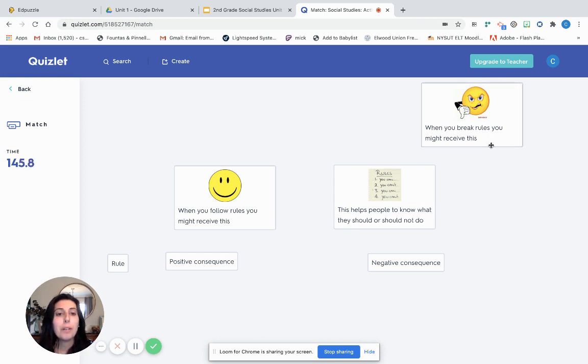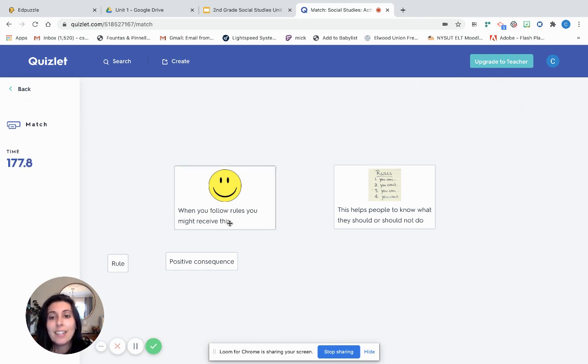Okay, let's see this one. This definition says, when you break rules, you might receive this. Would that be a rule, positive consequence, or negative consequence? Call it out in 3, 2, 1. Did I hear you say negative consequence? Let's see if that's right. Is a negative consequence when you break rules something that you'll receive? Yes, it is.